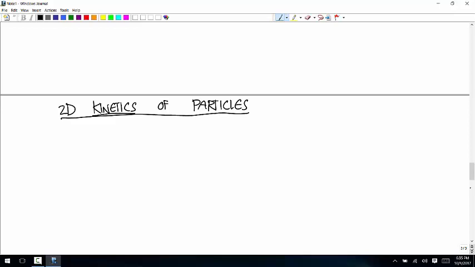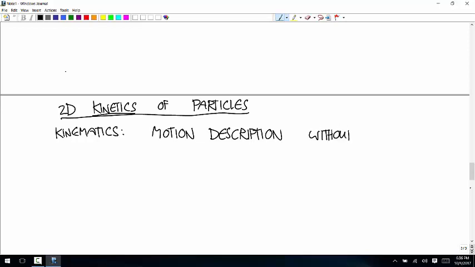Okay, so we're making a distinction between kinematics and kinetics. Who remembers what kinematics is? That's right. Yep. So this is just describing motions, a motion description in terms of position, velocity, acceleration, time, without talking about the causes.